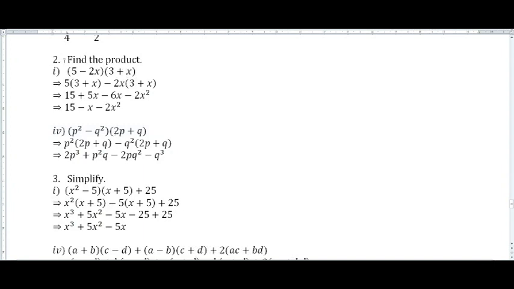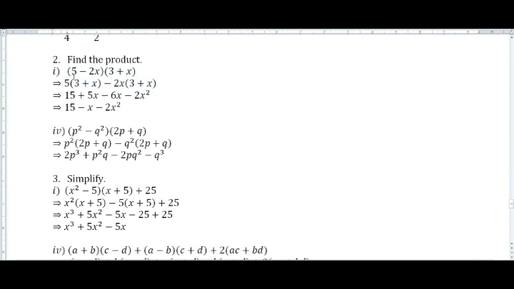Okay, almost all the equations are the same here in this chapter, in this exercise, as we have done it in number 1. We are going to do it continuously. Here in number 2 also, the same process is going to be carried on. So, with 5 minus 2x we have to multiply 3 plus x.